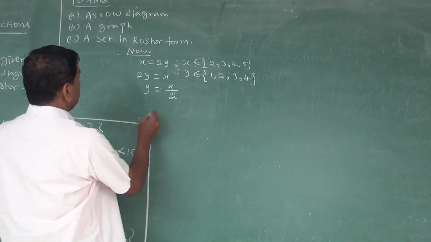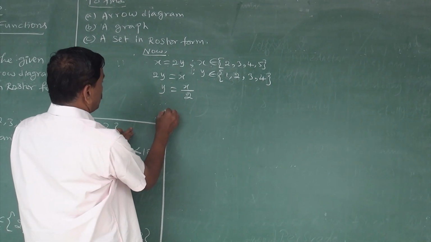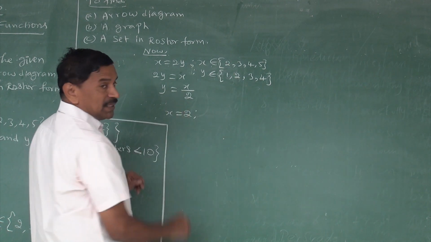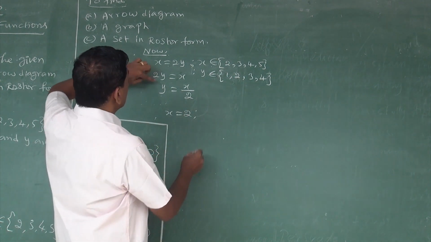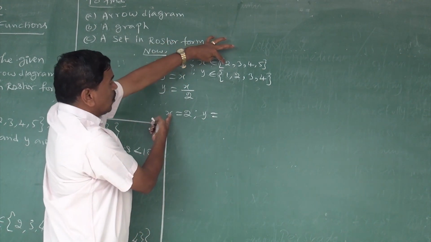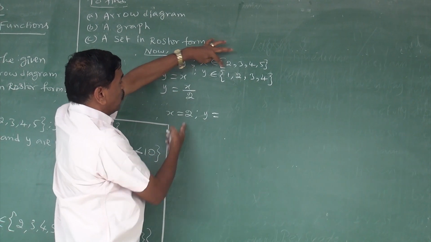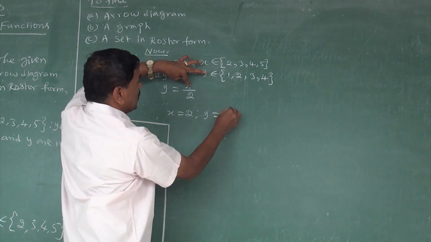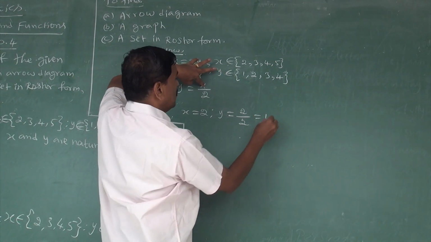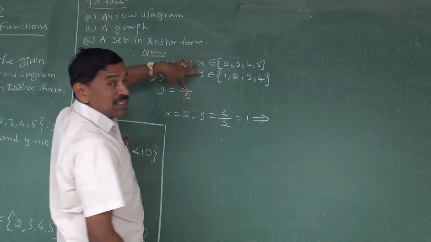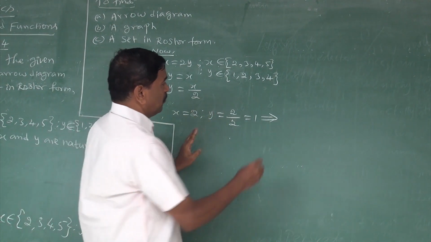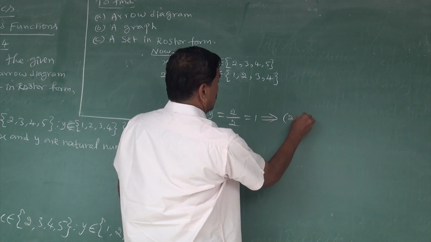Now listen, when x is equal to 2, such that y is equal to x by 2. When x is equal to 2, y is equal to x by 2. What is x? x is equal to 2. So 2 by 2, 2 by 2 is equal to 1. Which implies, what is the ordered pair? Yes, 2, 1. Which implies (2, 1) is the ordered pair.